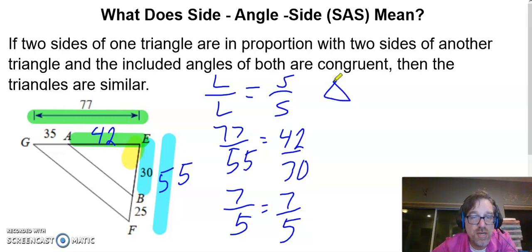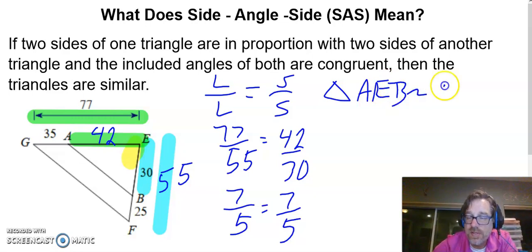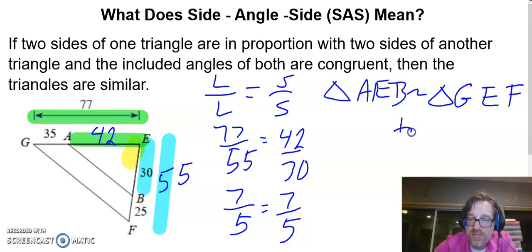So I know triangle, and really don't care which one you start with. I am going to go AEB. I'm going to do the little one on the inside is similar to triangle AEB. So that's going to be GEF. Why are they similar? They're similar because of side angle side.